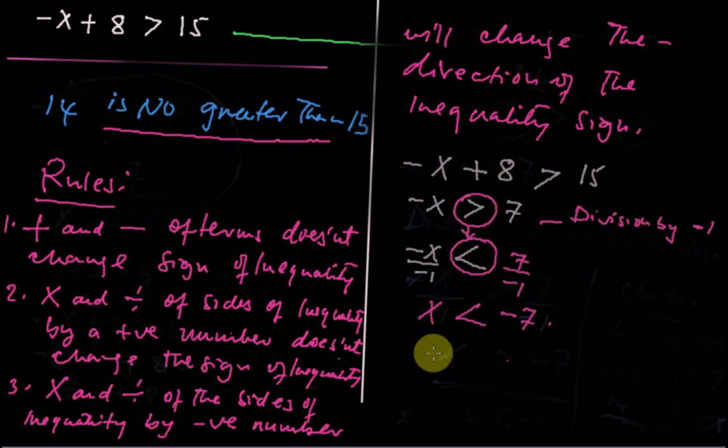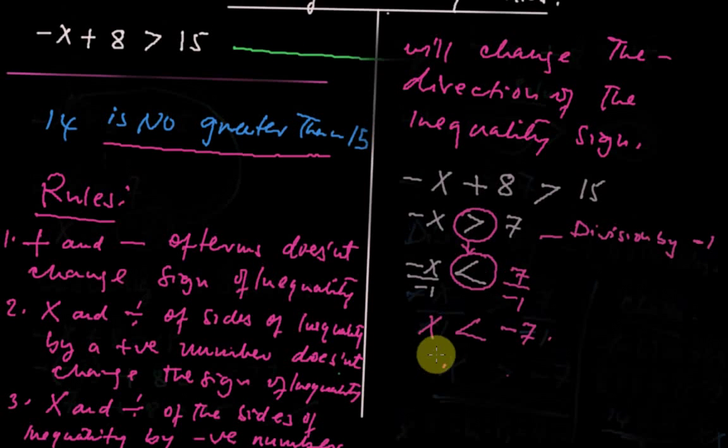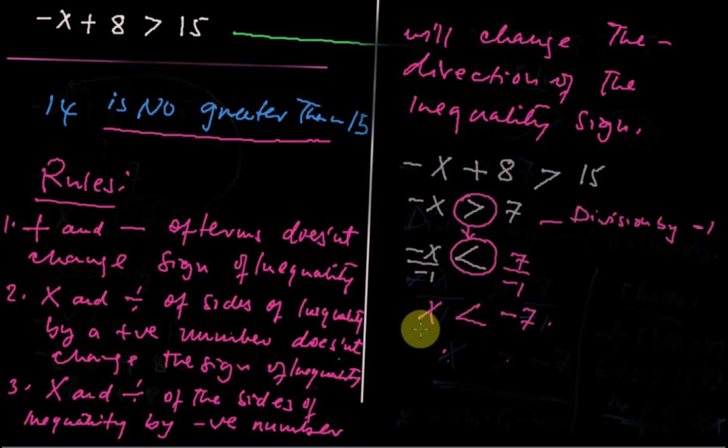Here values of x are less than -7, which means that the value of x here is -8, -9, -10, etc. So if we have to check the solution here, we are going to put any of these values: -8, -9, -10, etc.